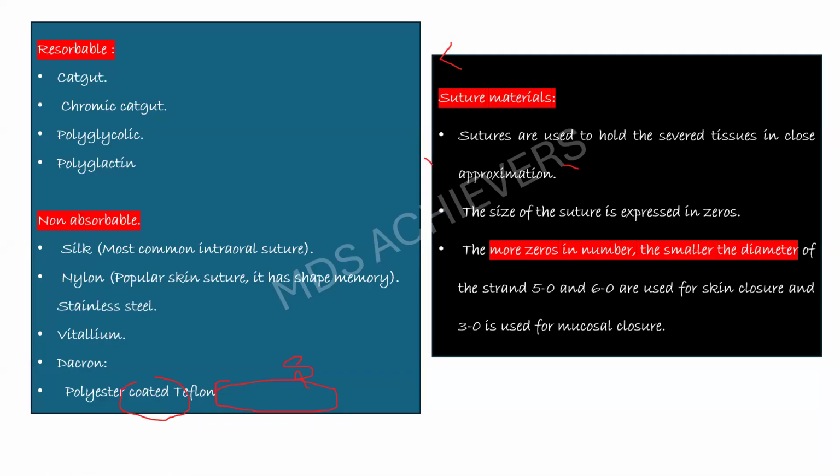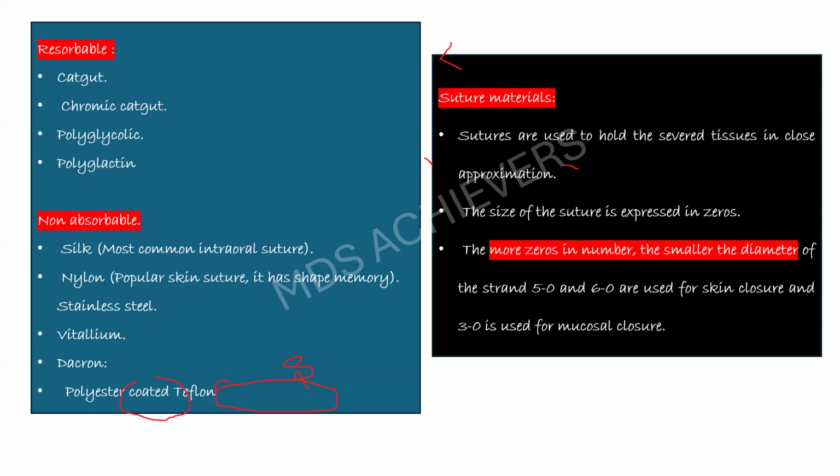Coming to the sutures, they can be resolvable or non-resolvable. Resolvable ones are catgut, chromic catgut, polyglycolic, and polyglactin. Non-resolvable ones are silk, the most common intraoral suture; nylon, a popular skin suture, which has shape memory; stainless steel, Vitallium, Dacron, and polyester-coated Teflon, which can also be used as non-absorbable sutures.